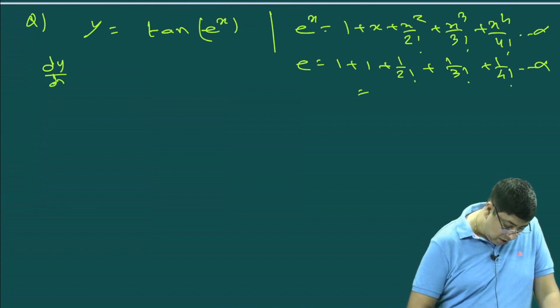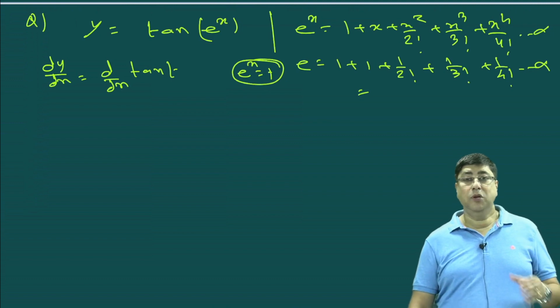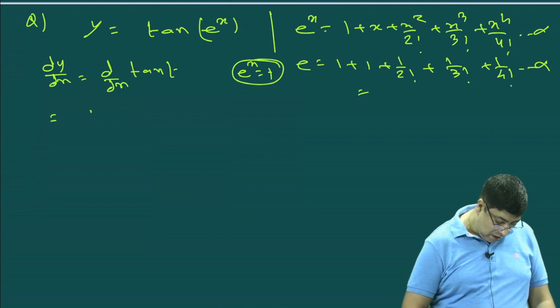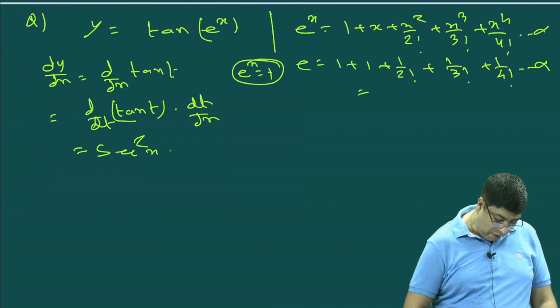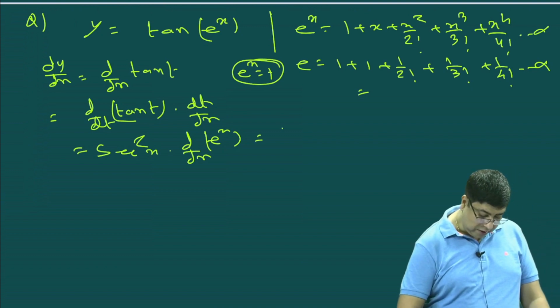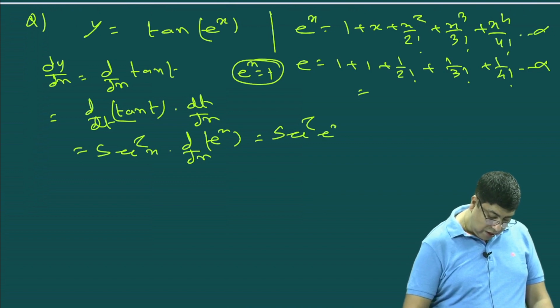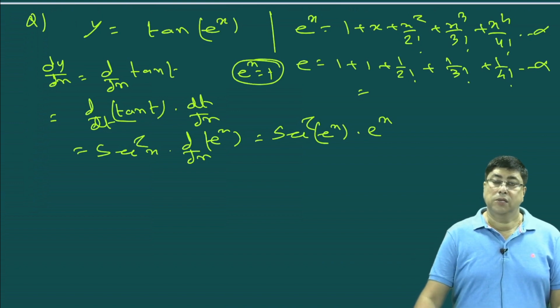If we just take d dx, we are getting d dx of tan t, because it has been clear for us which to take as t. This is e to the power x. So we are getting here d dt of tan t into dt dx. So d dt of tan t is sec square t into derivative of t. Now we can put the value e to the power x. The final answer is sec square of e to the power x, into e to the power x. This is the final answer, everyone.